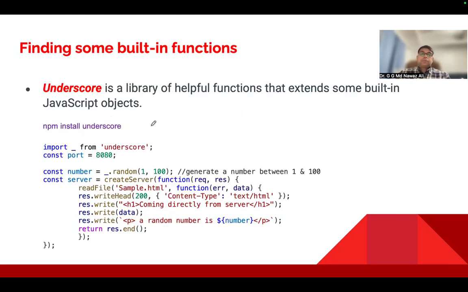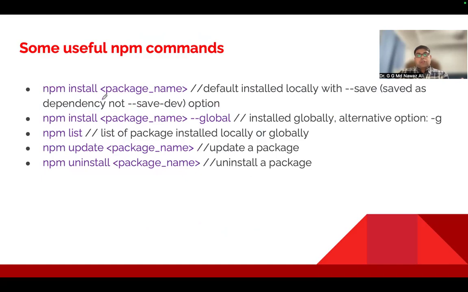So you can get some built-in functions using libraries. For example, underscore is a library which can give you some functions, like the random function, which generates a random number within your given range. Like this, you can install a package: write the command npm install and the package name. There are some handy commands like npm install package name to install a package.